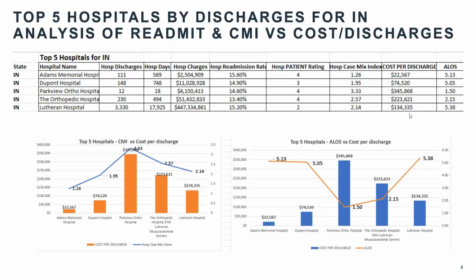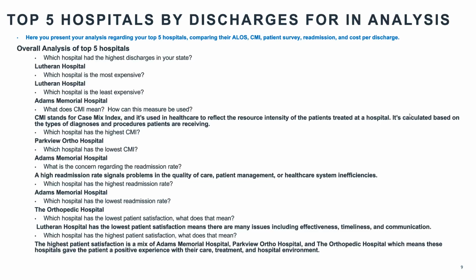And here we see the top 5 hospitals by discharges for Indiana, analysis of readmission and CMI versus cost per discharge. The hospital with the highest discharges in my state is the Lutheran Hospital and is also the most expensive. The least expensive goes to the Adams Memorial Hospital.